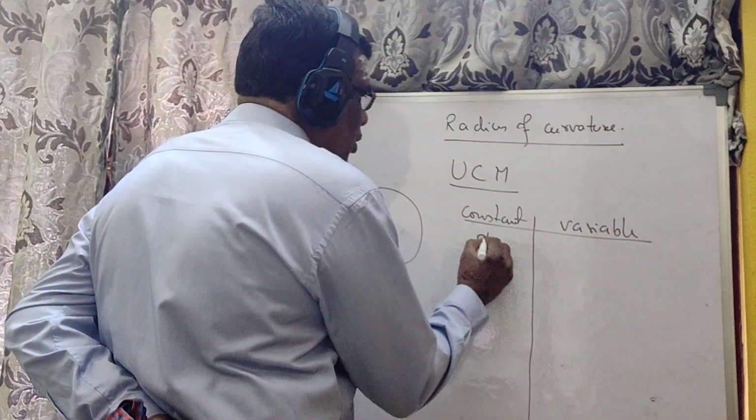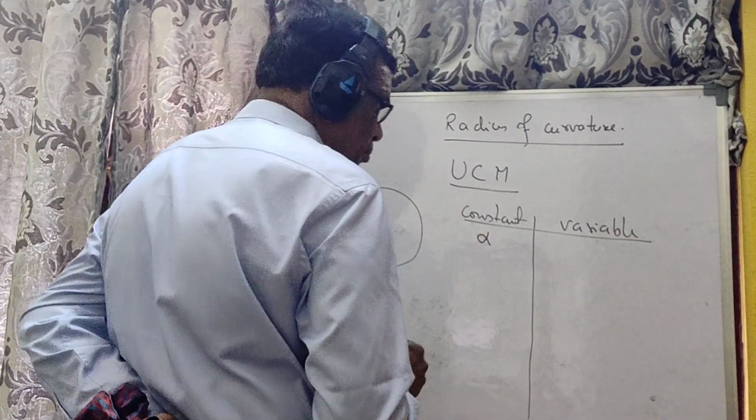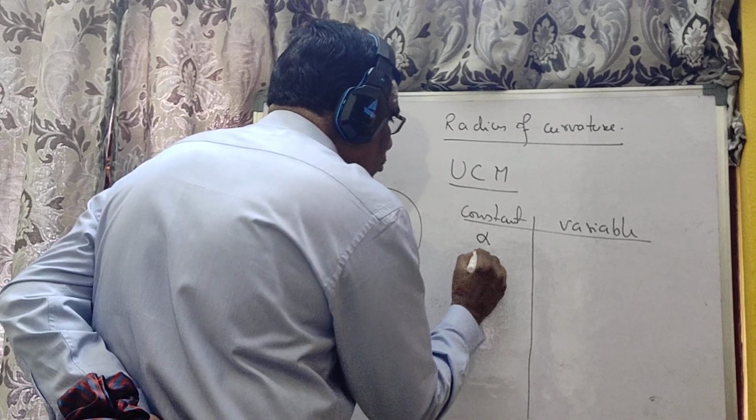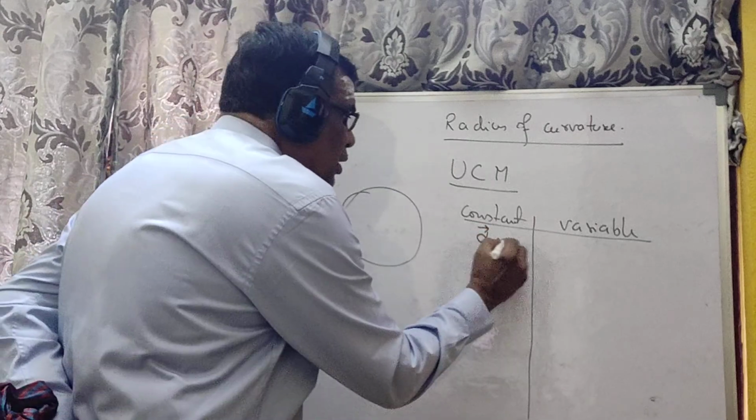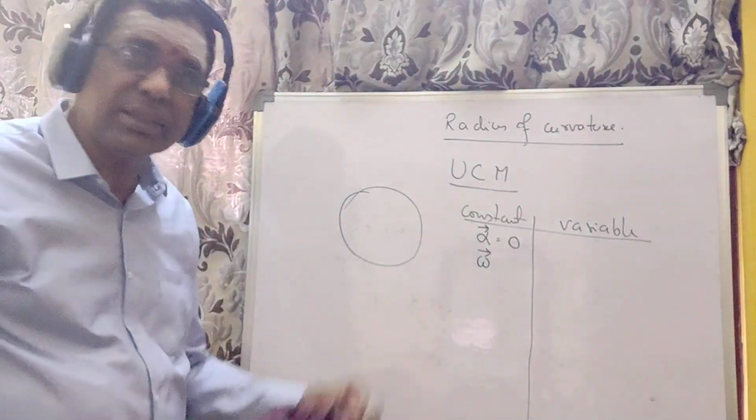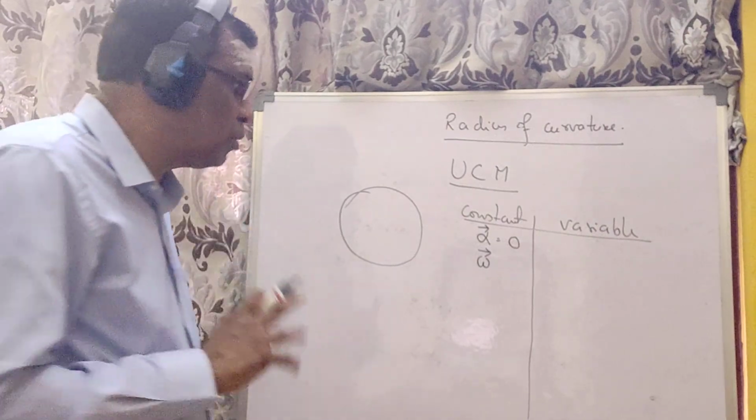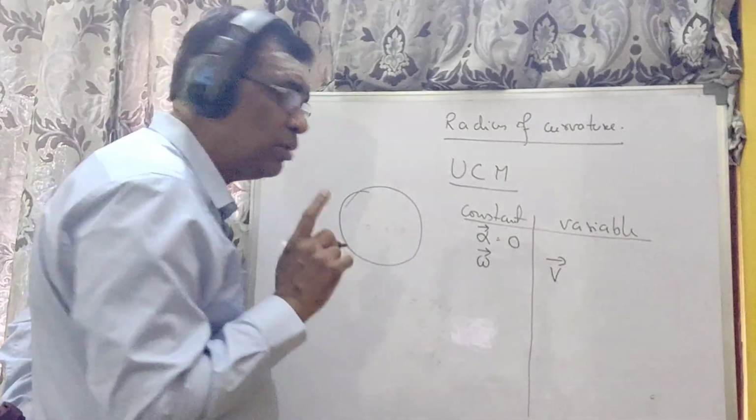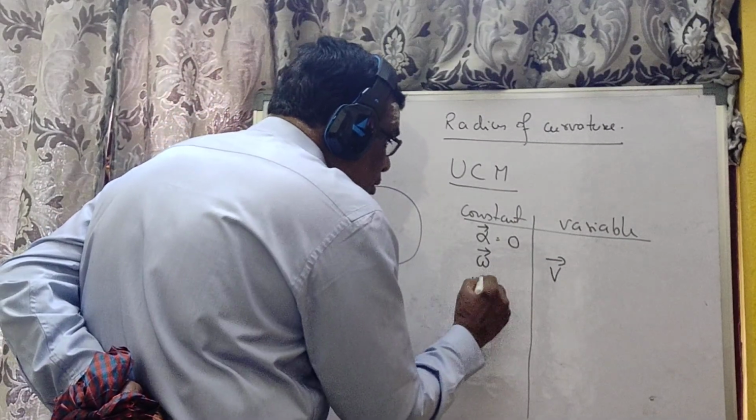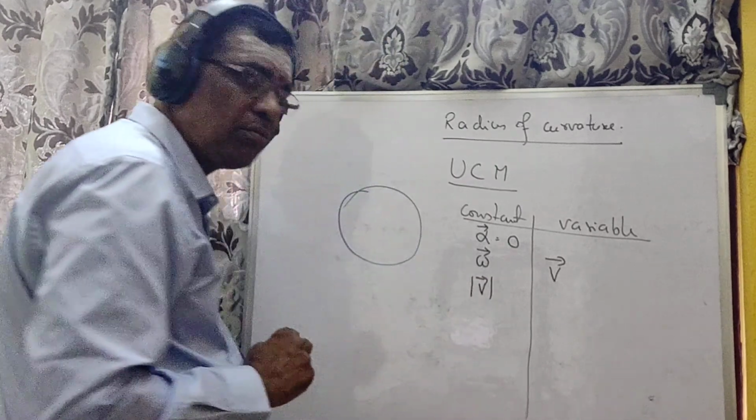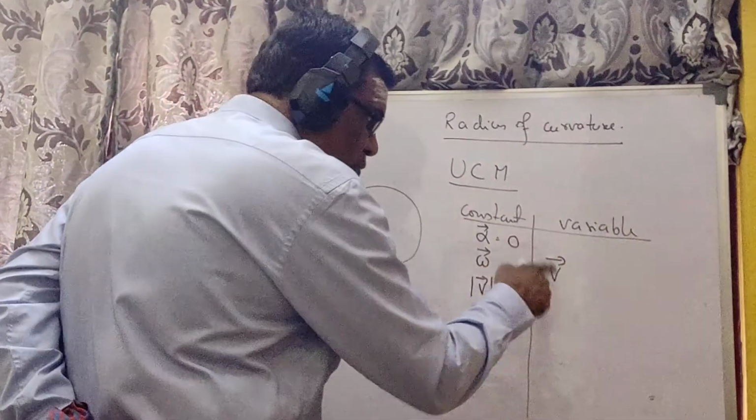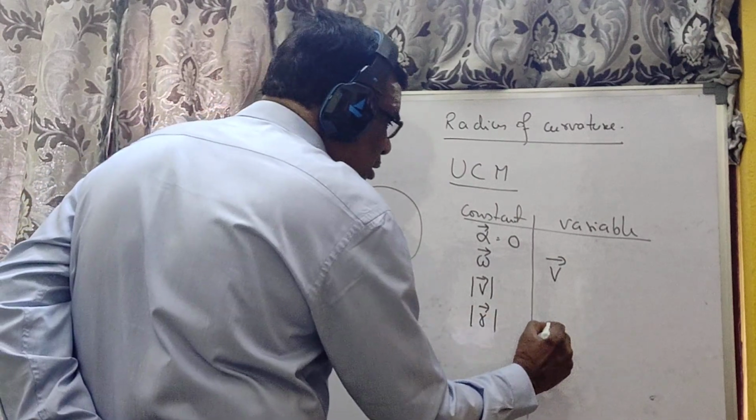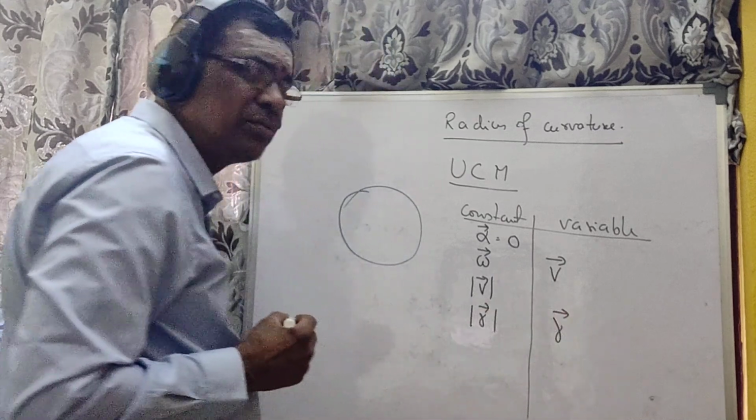Now, what is constant? Of course, alpha is constant. Alpha is not a variable here. What is constant here is omega. Alpha bar is 0 and omega bar is constant. It doesn't change its direction or magnitude, right? What is variable? V bar is a variable, remember. What is constant here is mod V. Mod V is constant, but V bar is a variable because at every instant it changes its direction. What is constant? R. What is variable? R bar, that's a variable.